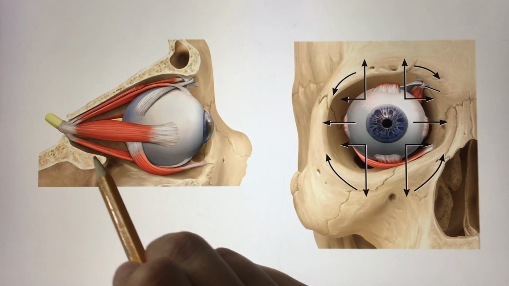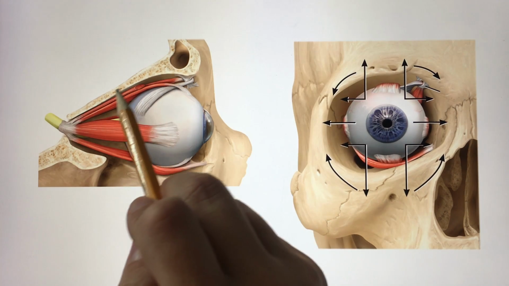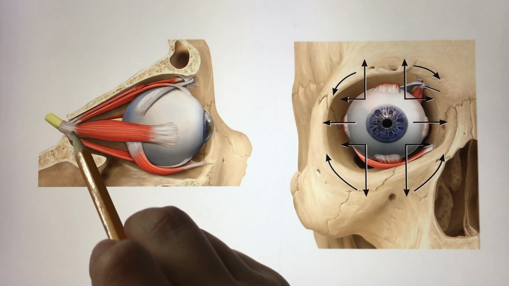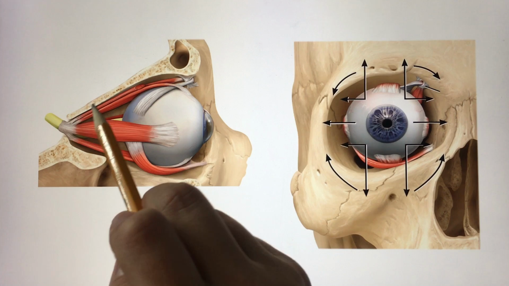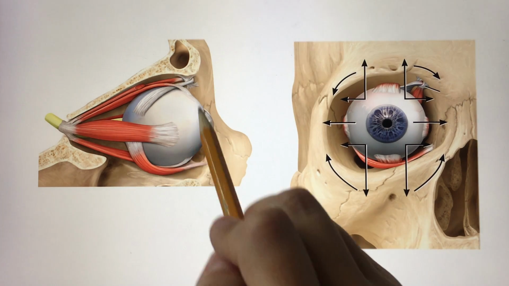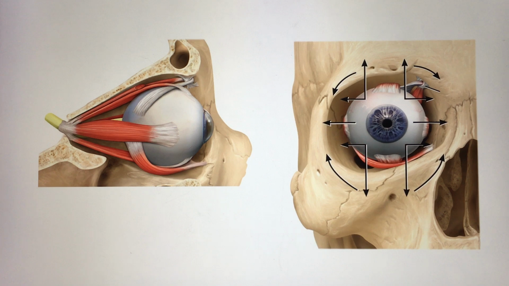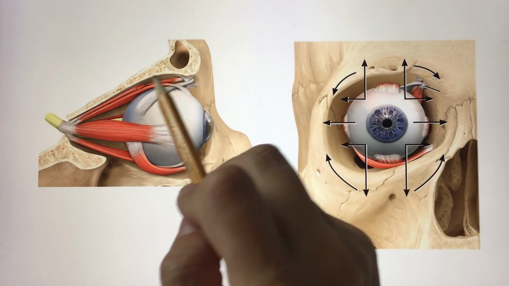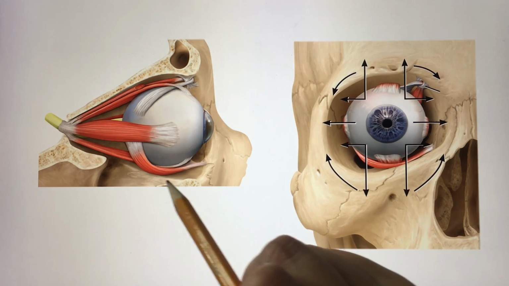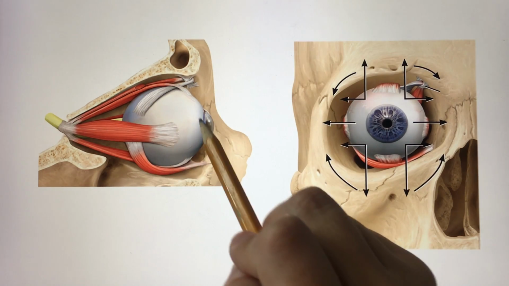So imagine an ice cream cone. This is an ice cream cone laying on its side. This is the end of the ice cream cone. This is the top of the ice cream cone, and the eyeball is kind of like a scoop of ice cream in the ice cream cone. So that's how our eye sockets are shaped. The eye sockets are shaped like cones, and the eyeball is round in shape.